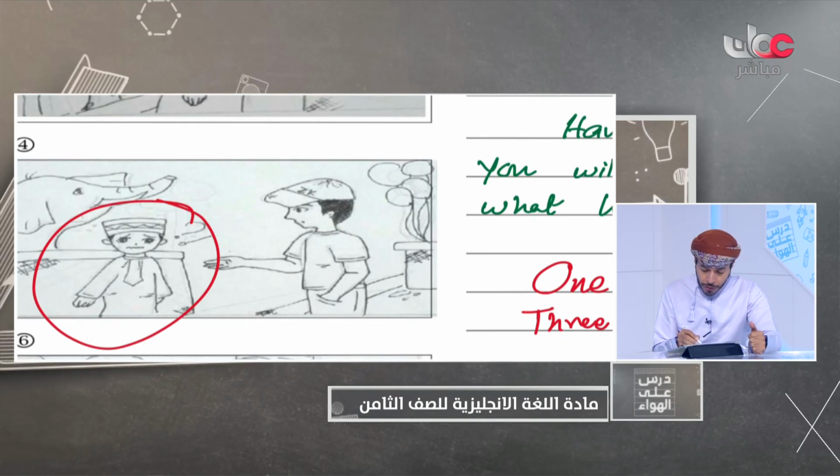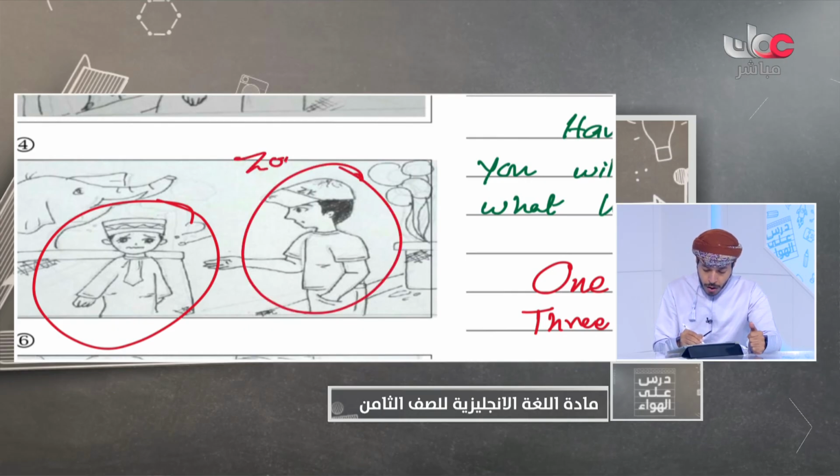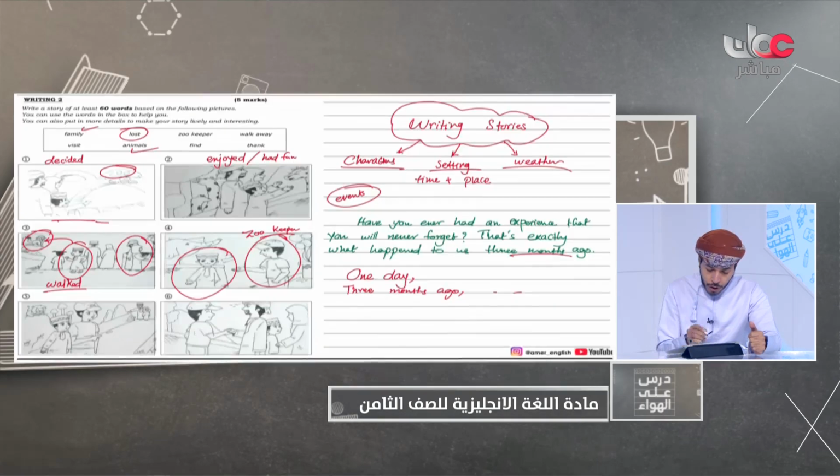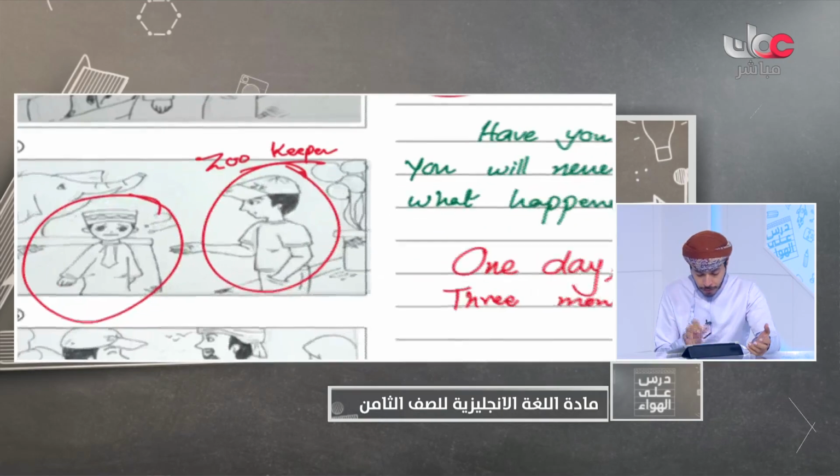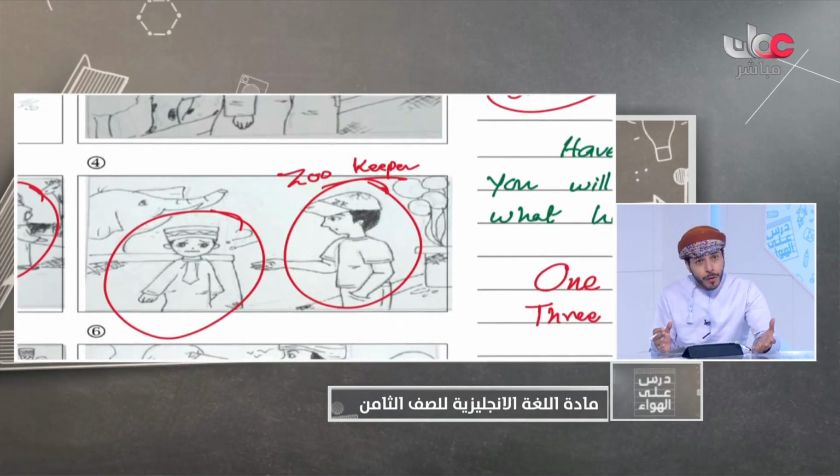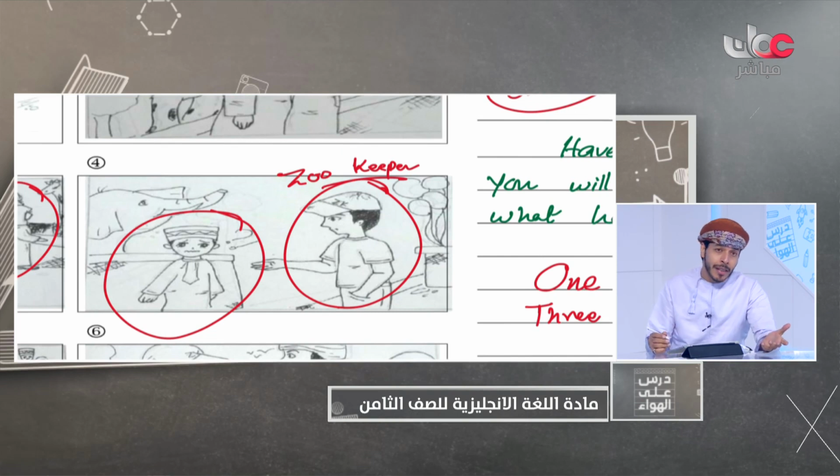Then, who is this? This is the zoo keeper, and it's written here. Okay, what happened? Look at this. Give me the verb. Only the verb. Met, for example, التقى.